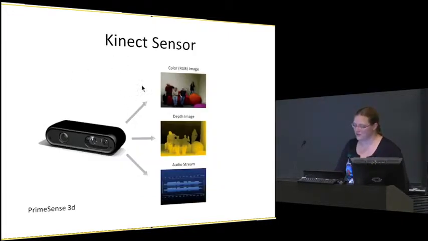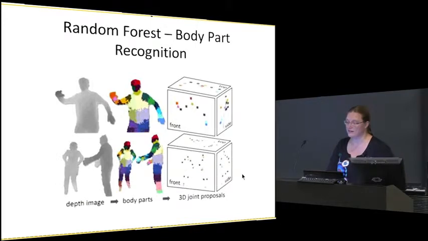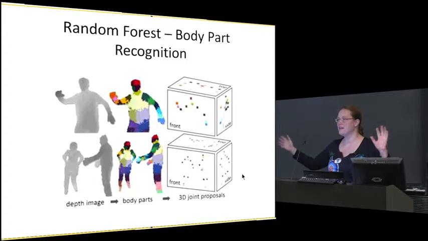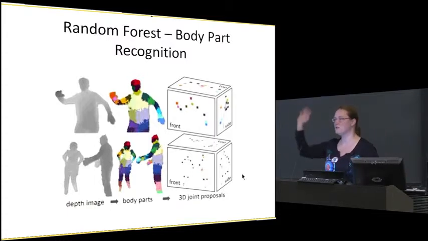So the sensor has this RGB image, the depth image, and the audio stream. And there is a random forest in there that does the body part recognition, right? Because when you have your video stream and your image, in order to actually play a computer game, you need to estimate where the hands are, right? And whether the player just really hit that ball or not with his hand. So you need to estimate a body skeleton and the joint positions in 3D.